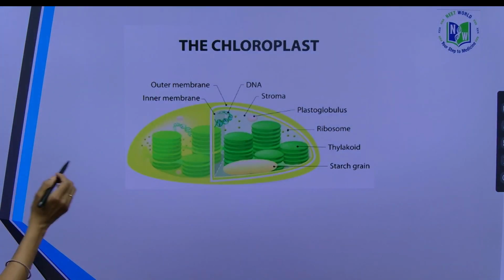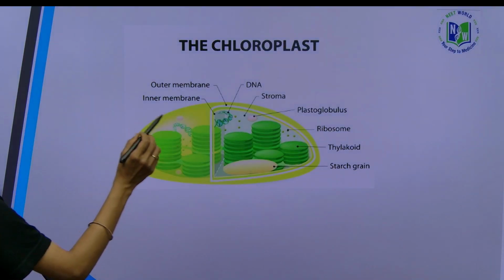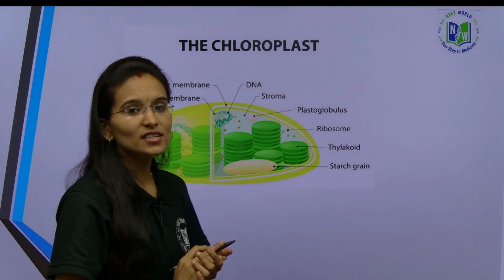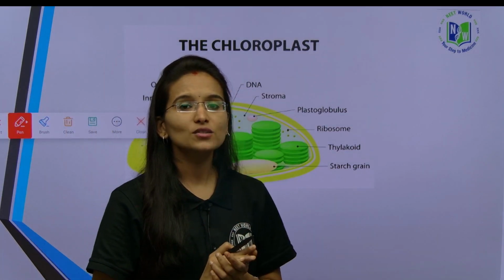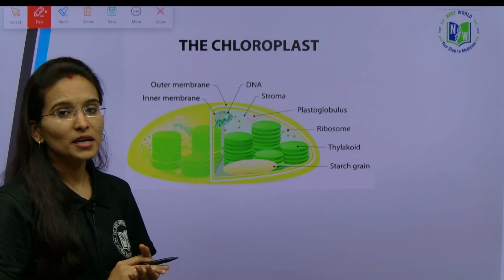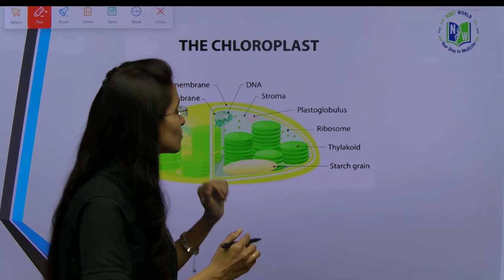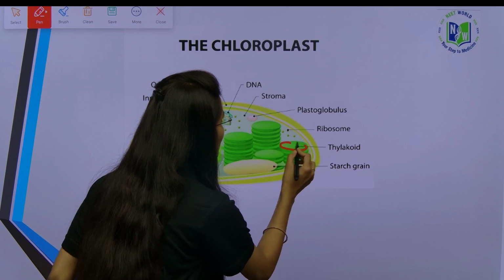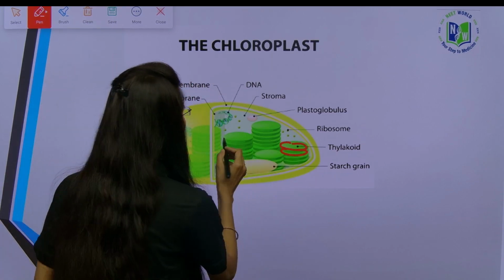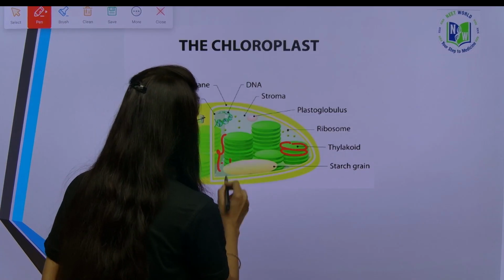The next double membrane bound cell organelle is the chloroplast. It is a double membrane bound cell organelle. In the chloroplast, we can find some pancake-like structures which are arranged one above the other. This is called grana.